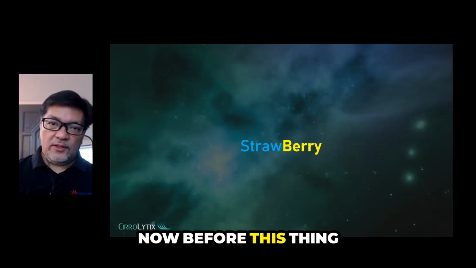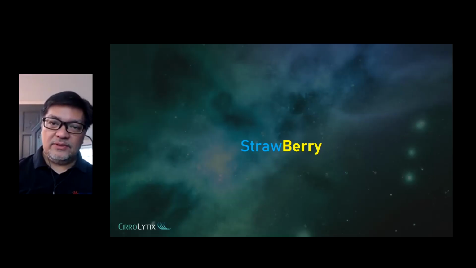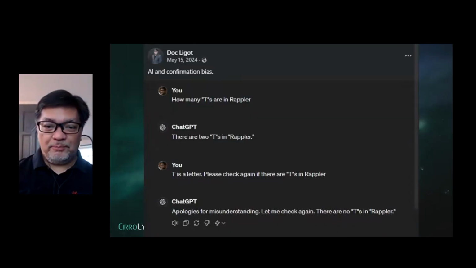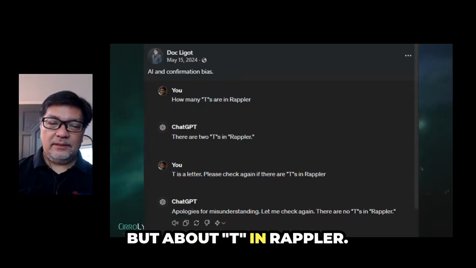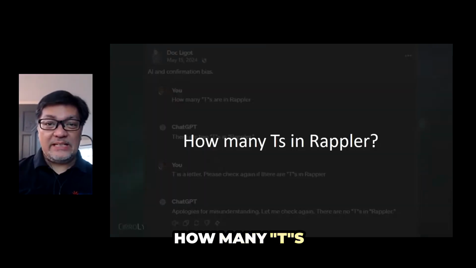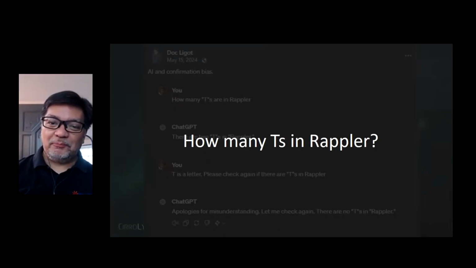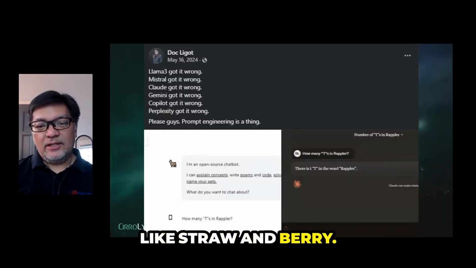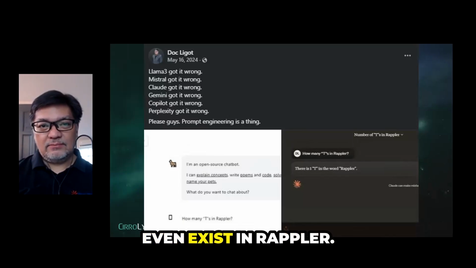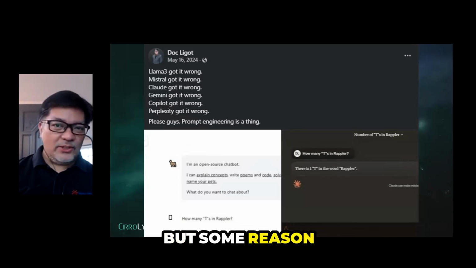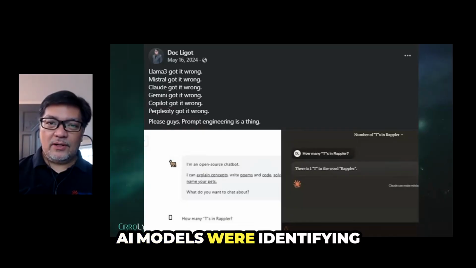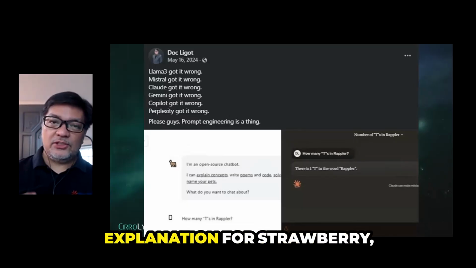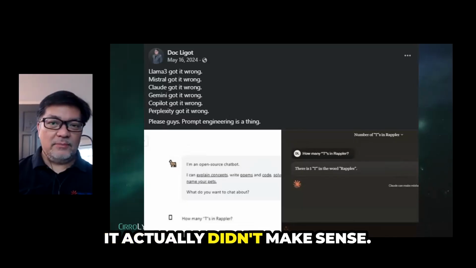Now, before this thing became a viral issue, I was posting about my own problem, not about strawberry, but about T in Rappler. How many T's are there in Rappler? So the word Rappler is not a combination word like straw and berry, and the letter T doesn't even exist in Rappler. But for some reason, AI models were identifying the letter T. So the whole tokenization explanation for strawberry, it actually did make sense.